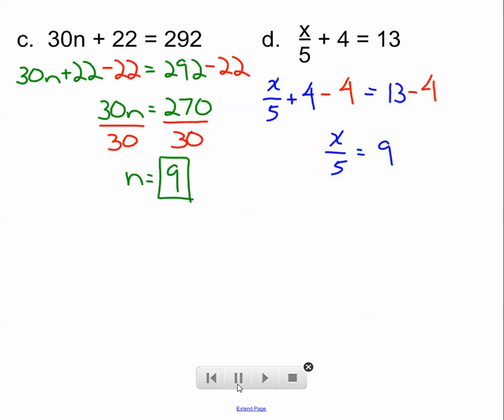Now at this point, to solve this equation, I want to get rid of this 5. x is being divided by 5. The opposite of dividing something by 5 is multiplying it by 5. So I'm going to multiply by 5. The 5's cancel out right there and leave us with x. And on the right, 9 times 5 is 45. Let's check our answer. 45 divided by 5 is 9, and 9 plus 4 is 13. The answer works. It is a solution. We're done.